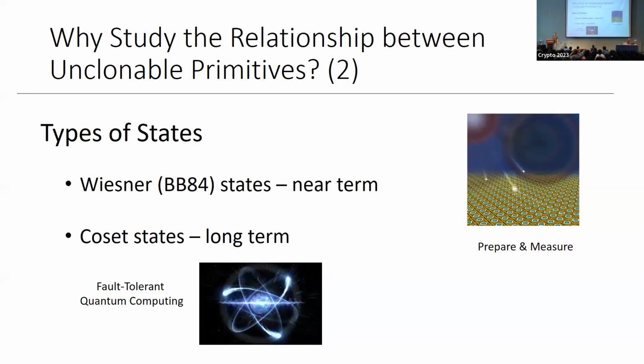A second reason to care about the implications is understanding what types of states we can use as our unclonable states. And this is important because some states, like the Wiesner states, are unentangled, more feasible in the near term, whereas coset states are highly entangled and potentially going to take much longer to achieve in the real world.